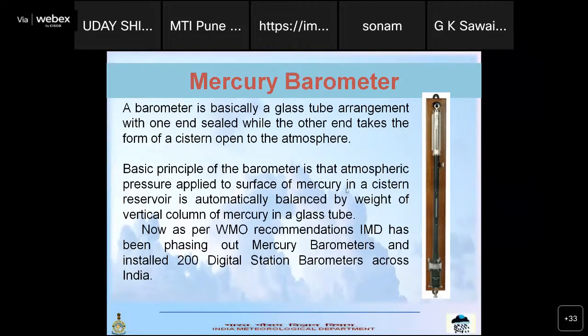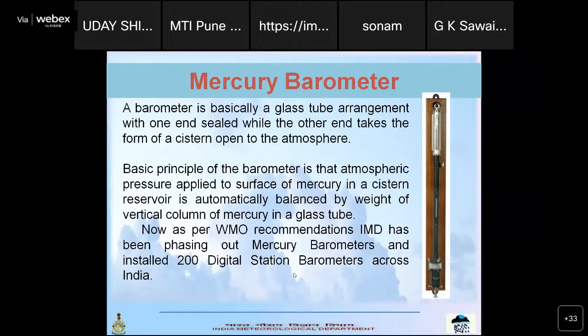Now, WMO has recommended that mercury is very hazardous to human health and has a very adverse impact on the human body. So WMO, the World Meteorological Organization, recommends that mercury barometers should be phased out. We are working on that, and we have purchased 200 digital station barometers and have supplied them across India.